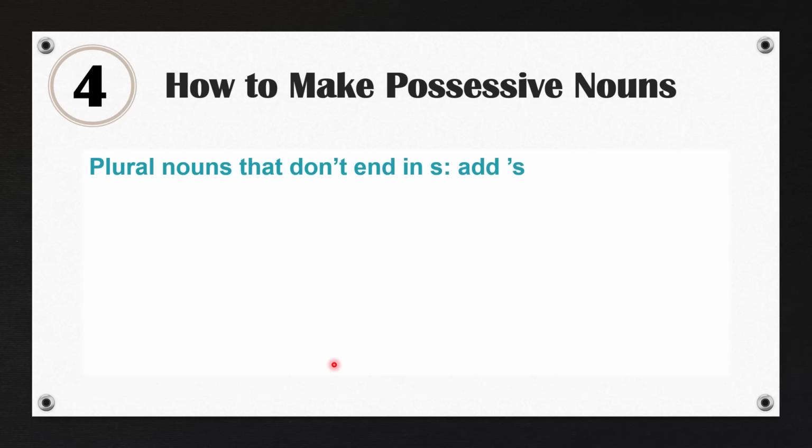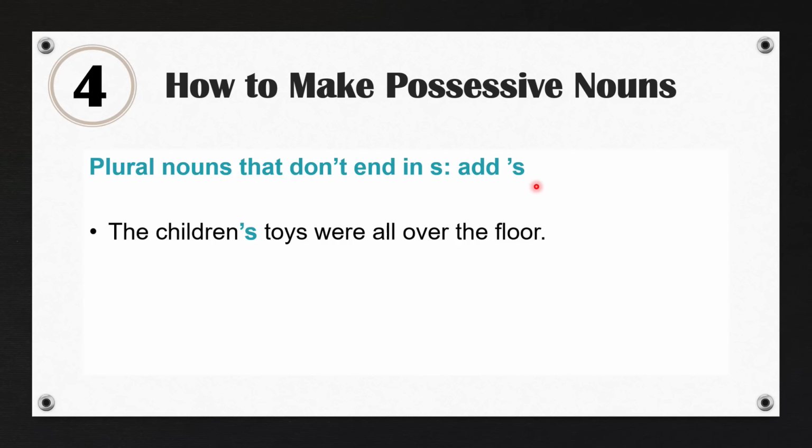Okay, so the fourth rule is that with plural nouns that don't end in S, so irregular plural nouns, we add apostrophe S. For example, in English, we say one child, but we say two children. Children is the plural of child. So we would say the children's toys were all over the floor. Because this is the plural noun and it does not end in S, we use apostrophe S afterwards.